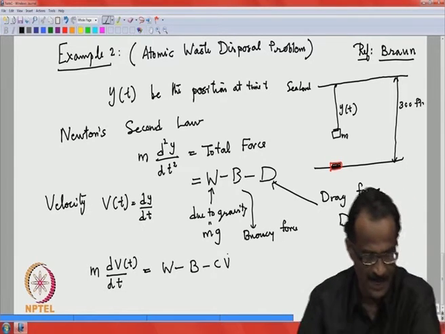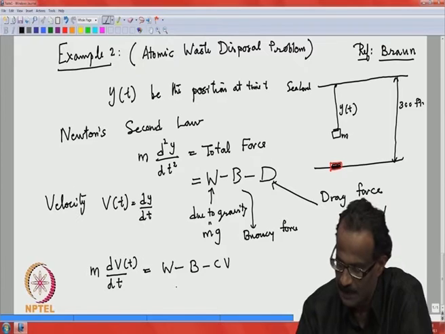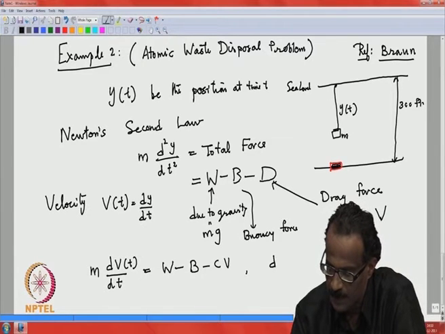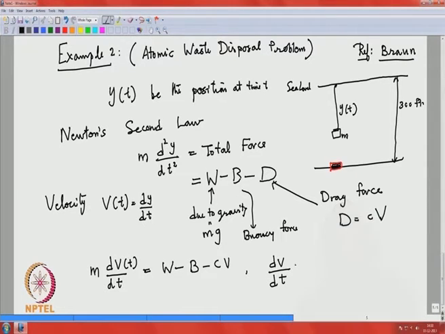I will write it in a suitable form, so you can solve it easily. So, I will write dV by dt is equal to 1 over m into W minus B minus CV. But I can write mg is equal to W, because this form I need. You can solve it from here itself, but this is a good form of writing.